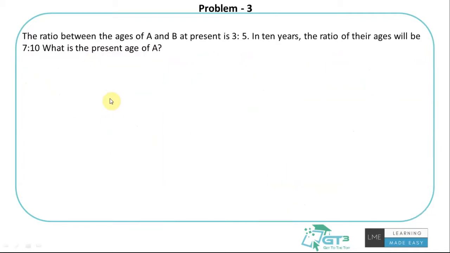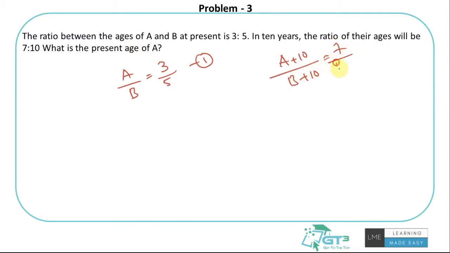The ratio between the ages of A and B at present is 3:5. In 10 years from now, the ratio of the ages will be 7:10. What is the present age of A? If the present ages are A and B, then A by B is 3 by 5, that's one equation. In 10 years, A would become A plus 10 and B would be B plus 10, that is given as 7 by 10. That's my second equation. Two equations, two unknowns, good enough to solve.